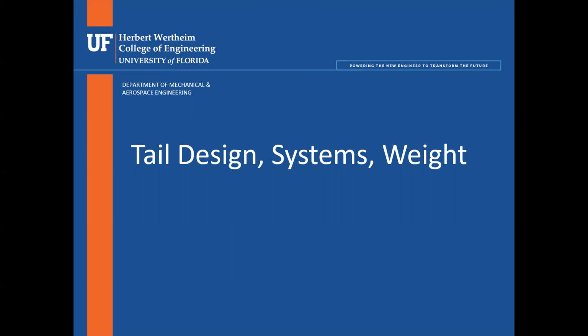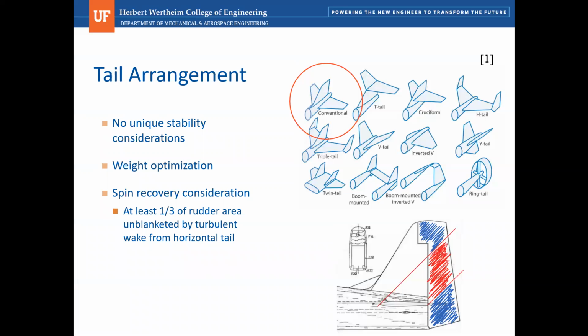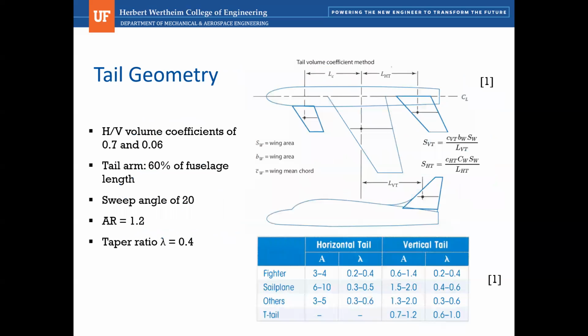All right, tail design systems and weight estimation. Moving on to tail components, we ultimately opted to incorporate a conventional tail arrangement, specifically because it happens to be among the lightest configurations available due to the omission of other bodies and the need for a wider fuselage. We had no special needs or concern with respect to the stability of the aircraft that would depend specifically on an unorthodox tail arrangement. But of special interest is the ability to retain at least a third of the total rudder area outside the wake of the horizontal tail, which ultimately contributes to spin recovery. And our design satisfies that criteria.